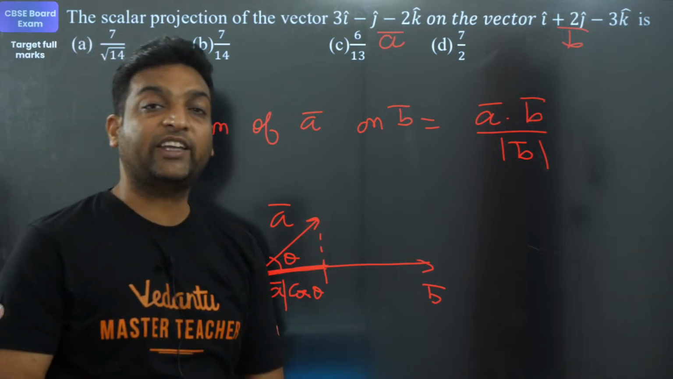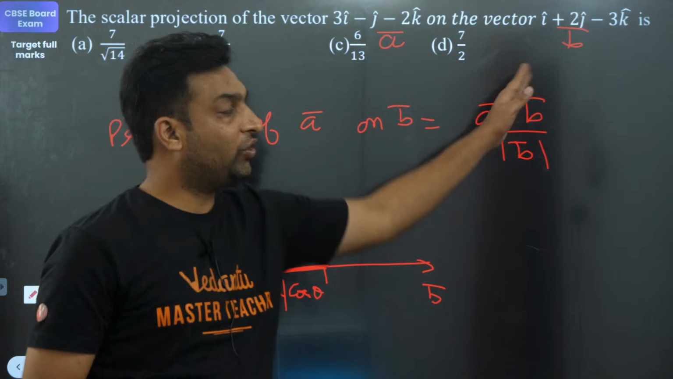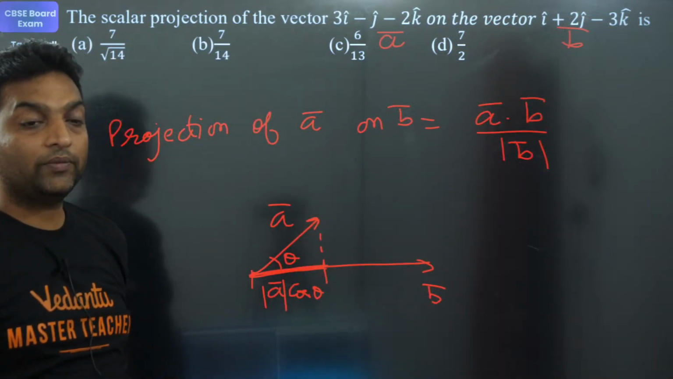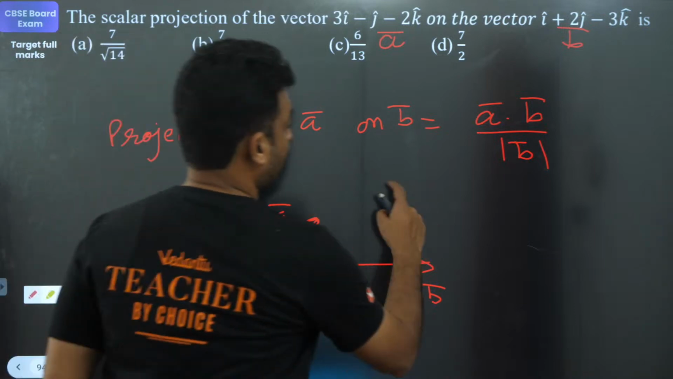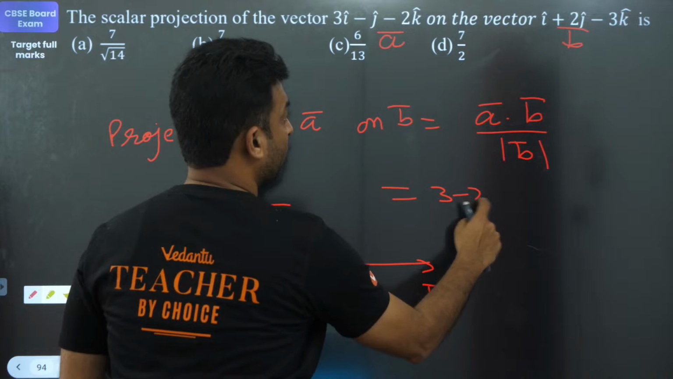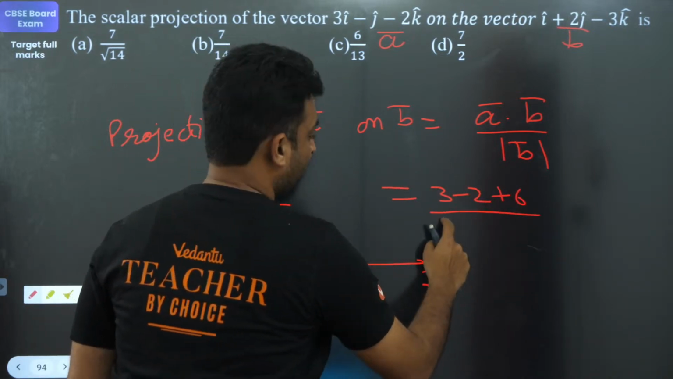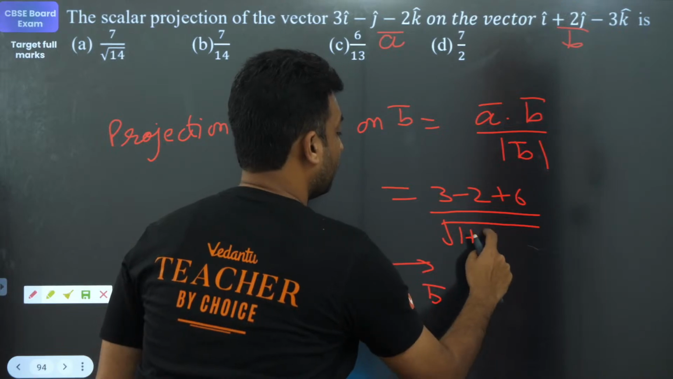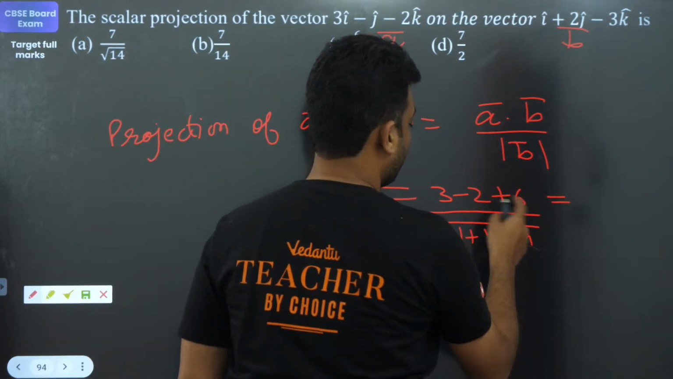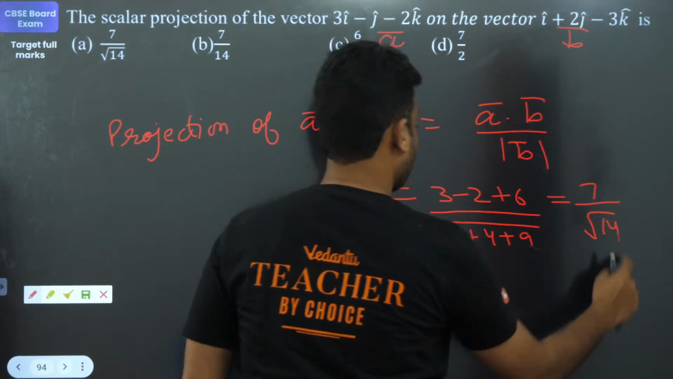On whichever vector you need to find the projection, take the dot product with the unit vector of that vector. a dot b upon mod b, what is a dot b? 3 minus 2 plus 6 upon mod b, which is under root of 1 plus 4 plus 9. 3 minus 2 plus 6 is 7, so the answer is 7 by root 14.